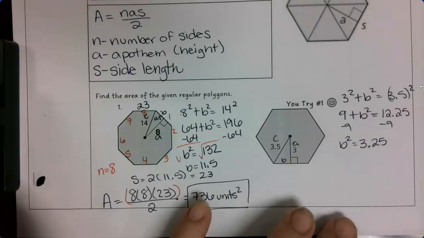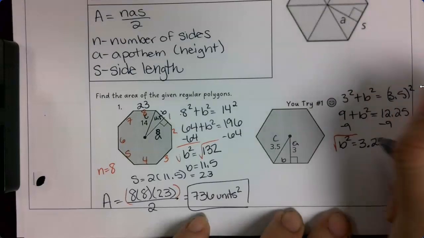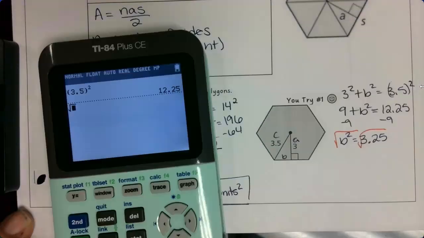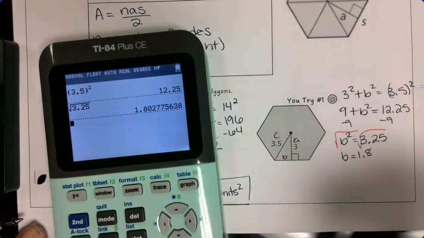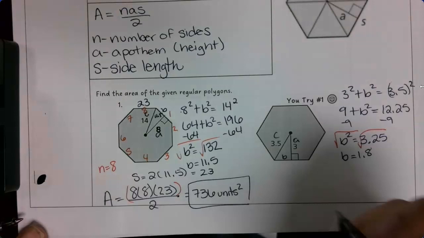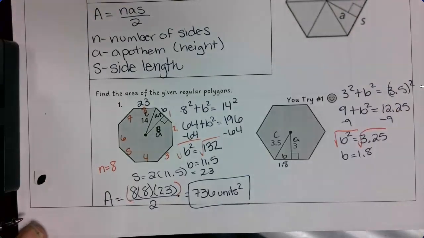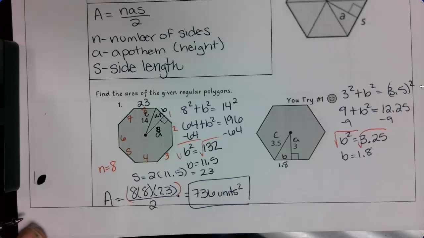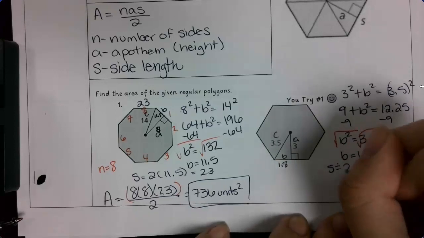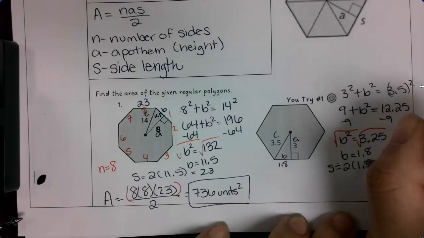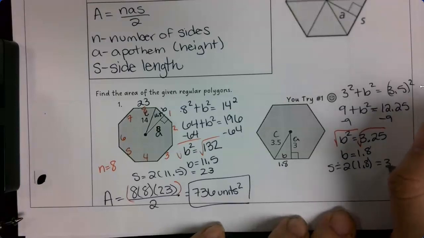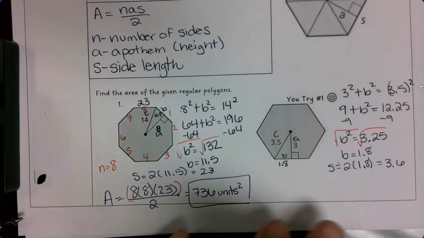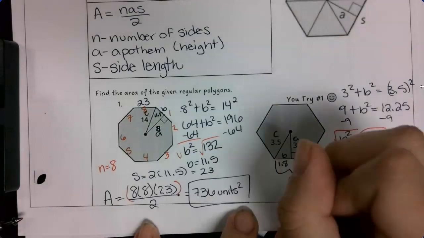And then I need to take my square root. So again, one decimal place is going to give me 1.8. So 1.8 is just half of my side length. I need to double that, which will get me 3.6. So this entire side is 3.6.